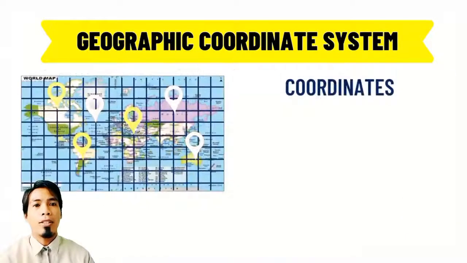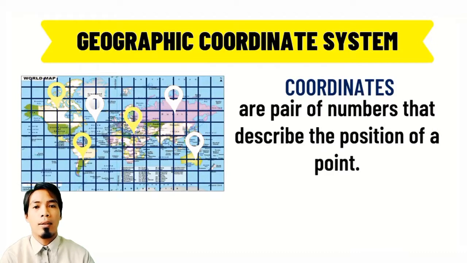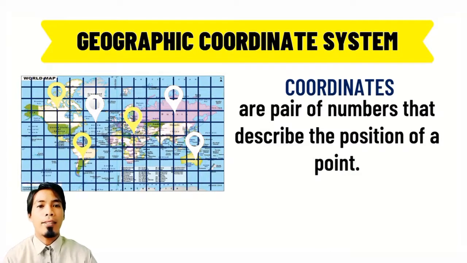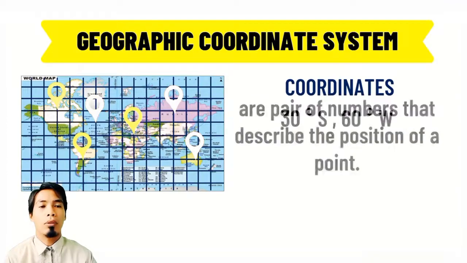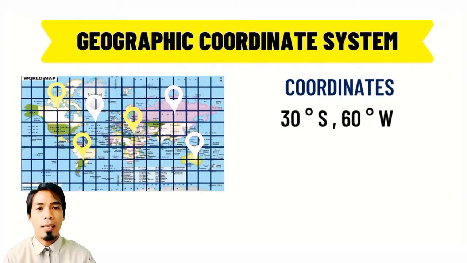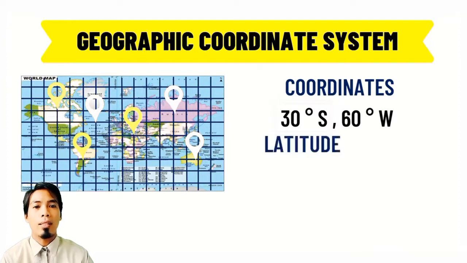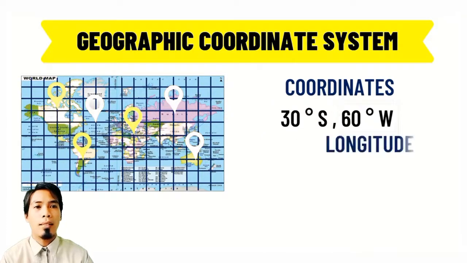To locate a place, we need to know the coordinates of the place, which is where the latitude and longitude intersect. Coordinates are a pair of numbers that describe the position of a place or point. Coordinates of a place are represented by each degree of latitude and longitude. An example of coordinates is 30 degrees south and 60 degrees west. In this example, 30 degrees south is the latitude and 60 degrees west is the longitude.